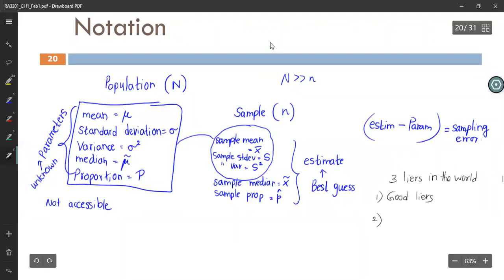Any guesses? Bad liars? Third one? Now you should guess the third one. Who can guess the third one? The third liar? No idea? Well, we're statisticians. Now do not laugh. Why do we say it?